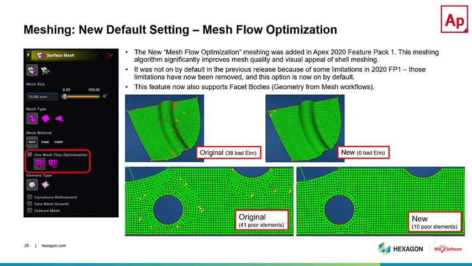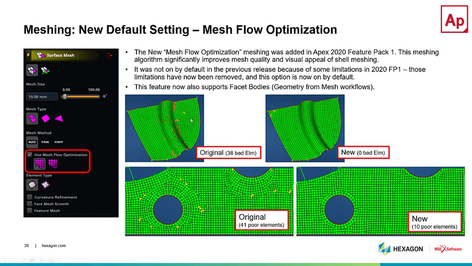And our users loved it. We tested it a lot more. We gained confidence in it. And sure enough, we loved it so much that we turned that into the default setting. So just know that if you upgrade from Apex 2020 to Apex 2021, you will automatically see nicer, cleaner, better meshes all around that really conform to your geometry.